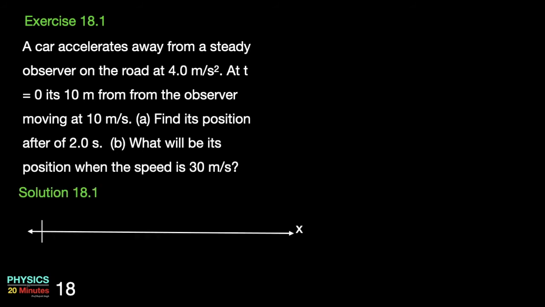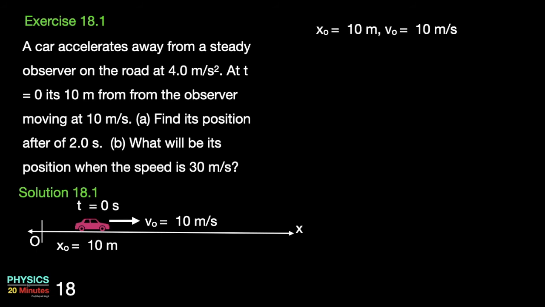The solution goes as follows. Let's have a rough sketch of the situation. It's a motion along a straight line, so we can draw our x-axis. We can mark our origin. Car's initial position is 10 meters, so x0 is 10 meter at time t is equal to 0. Car's initial speed is 10 meter per second, so v0 is 10 meter per second. So x0 is given, v0 is given, acceleration is given in the beginning, 4 meter per second square. So what is the position after the time 2 seconds? We can use the position equation. x is equal to x0 plus v0t plus half at square.